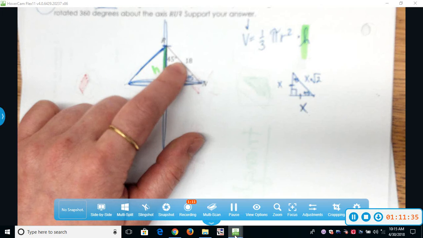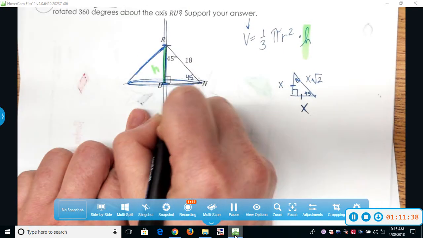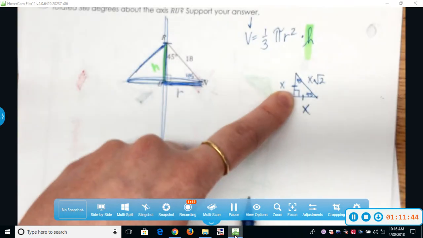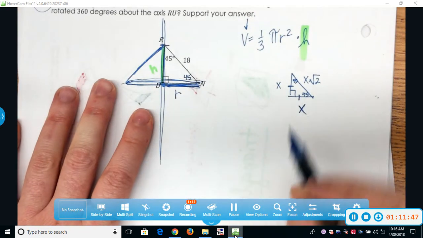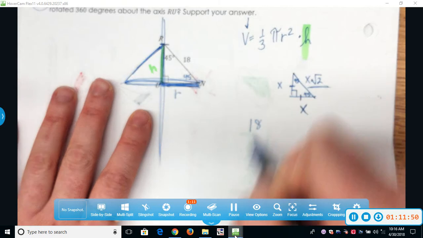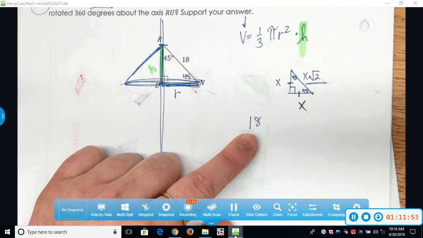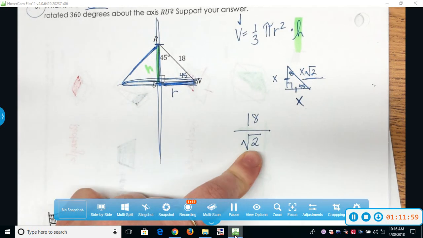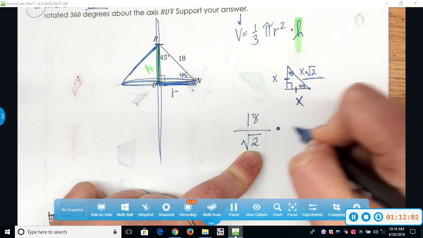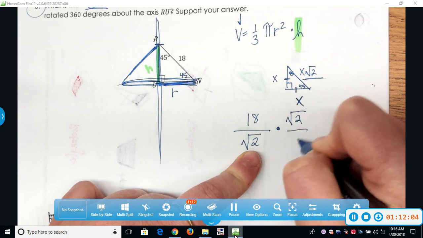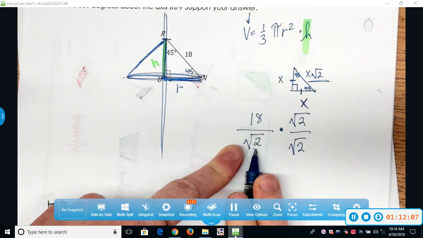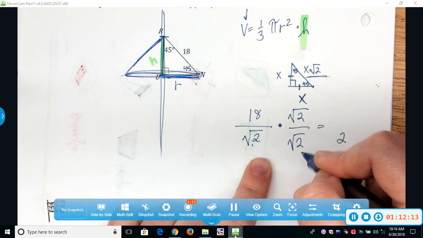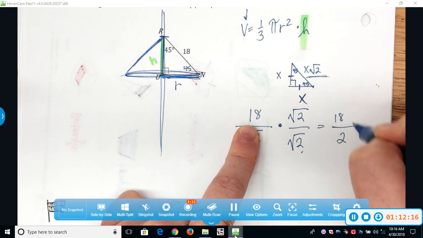So I can take 18 and I can get my radius, which will also be my height because it's isosceles. I know my hypotenuse is 18. If I divide my hypotenuse by the square root of 2, I get an irrational number, which is not allowed. So I have to multiply it by 1 to get rid of that square root of 2 in the denominator. Easy enough, bear with me. So that times that is 2. We still have 18 on top times the square root of 2.